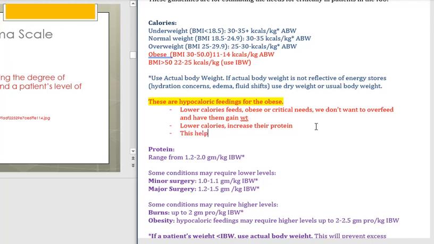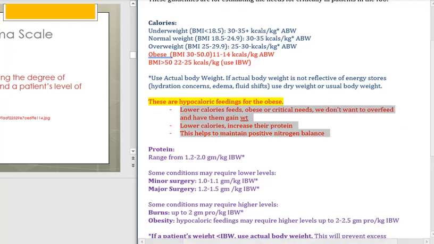We've determined that it's okay to lower calories because when these patients have been studied, as long as we increase their protein, we can keep them pretty close to a positive nitrogen balance, even under metabolic stress. Okay? So that's what hypocaloric feedings are for. Lower calorie, higher protein, specifically for patients that are obese. Does that part make sense?